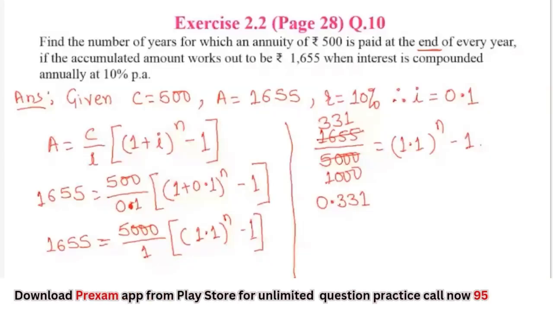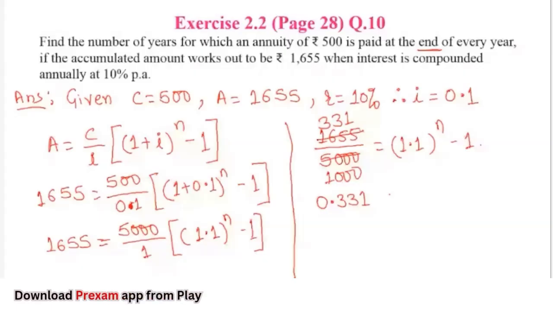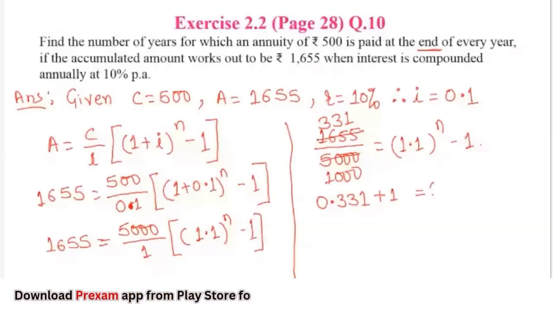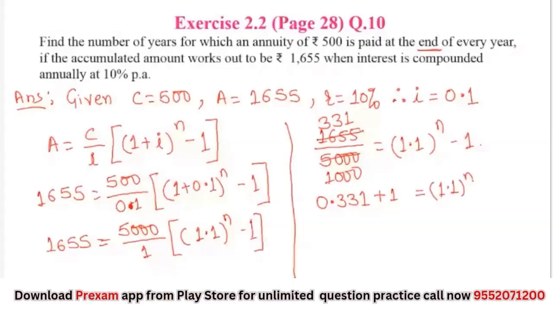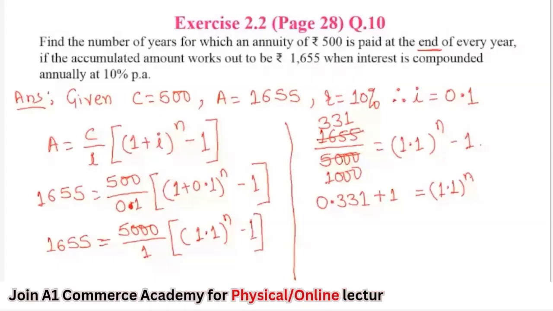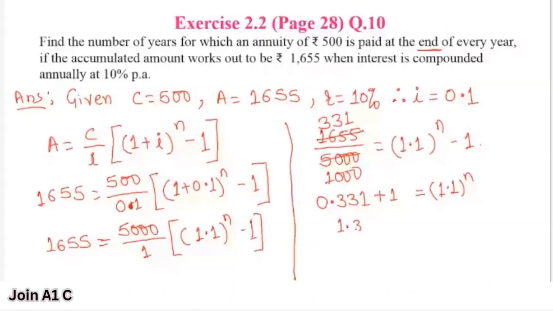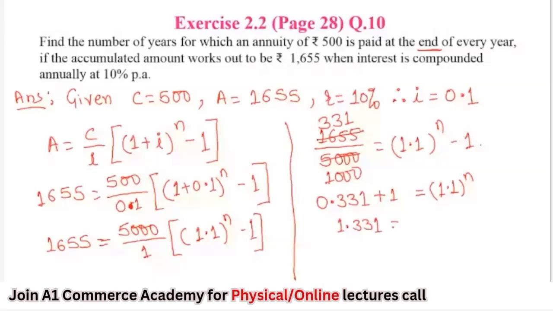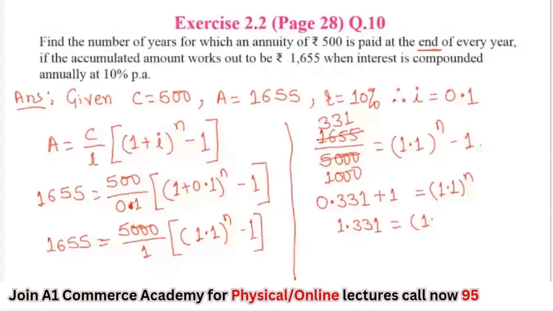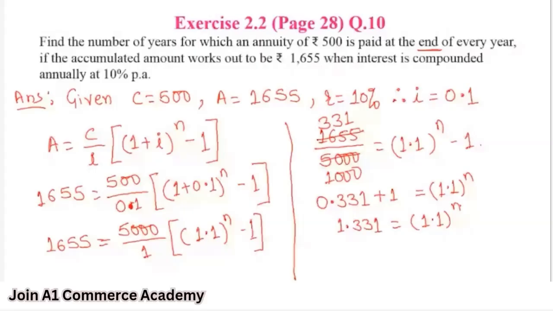Then that -1 on the right hand side, shift it to the left hand side, so that -1 becomes +1 is equal to 1.1 raised to n. Clear this step? Now 1 plus 0.331 will give you what? 1.331 is equal to, the right hand side will remain the same, 1.1 raised to n. Correct?